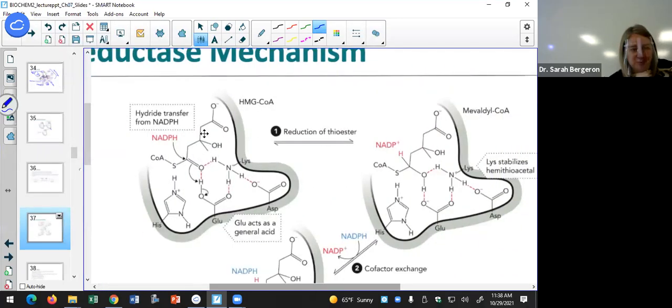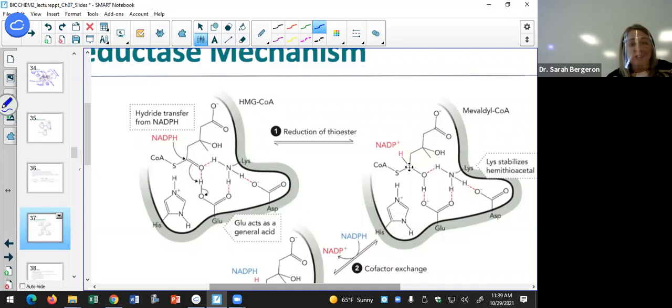So if we look here, so what's happening? You have a His right here, we have Glu right here, and we have Asp here, all right? So what's actually going to start our reaction happening? Here's our substrate, HMG, and then here's the CoA, right? So we basically want to get rid of the CoA. Glu is going to act as a general acid. What does that mean? Is it going to give up or take a hydrogen? It's going to give up the hydrogen to the oxygen that's on the HMG-CoA. When that happens, NADPH is going to donate a hydrogen to that carbon.